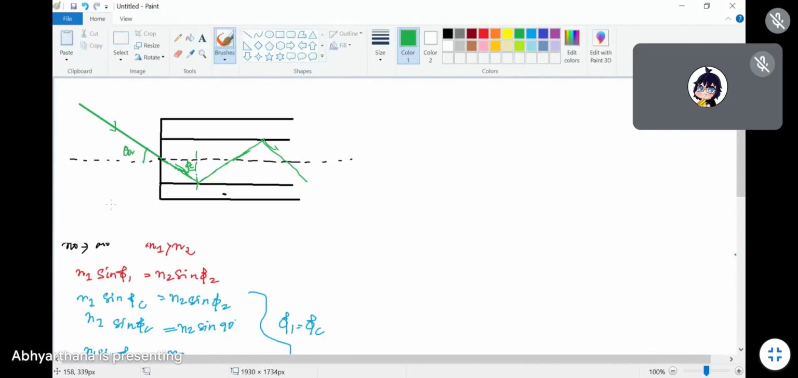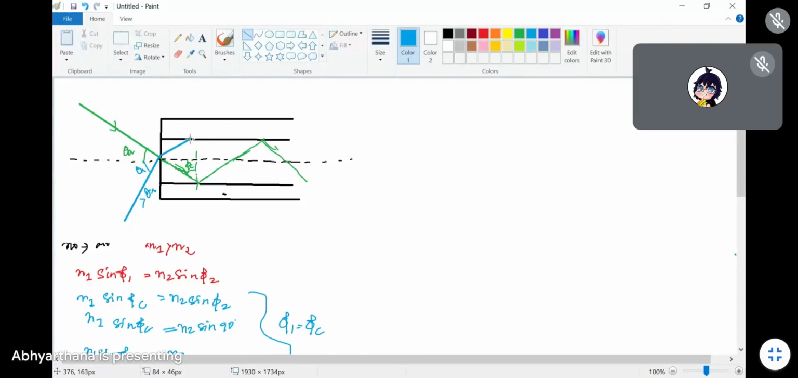But let's say there is a ray which is actually getting incident at a different angle, greater than this. Let's say this is an angle greater than your theta A. So what will happen for this one? It will actually get refracted, no doubt, but it will actually get dispersed inside.